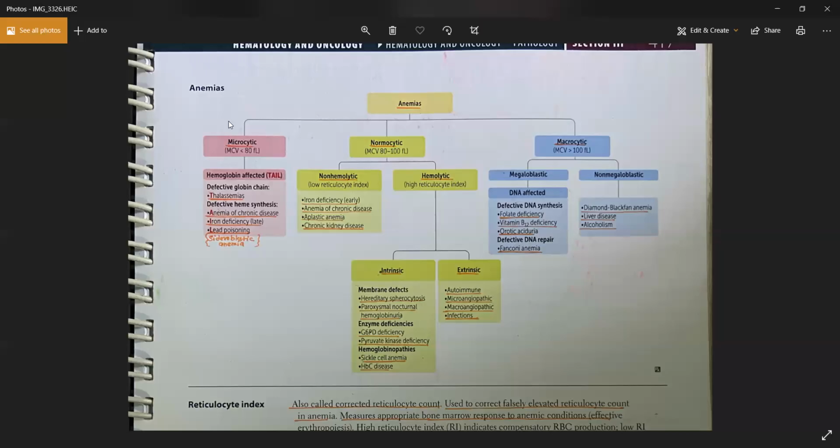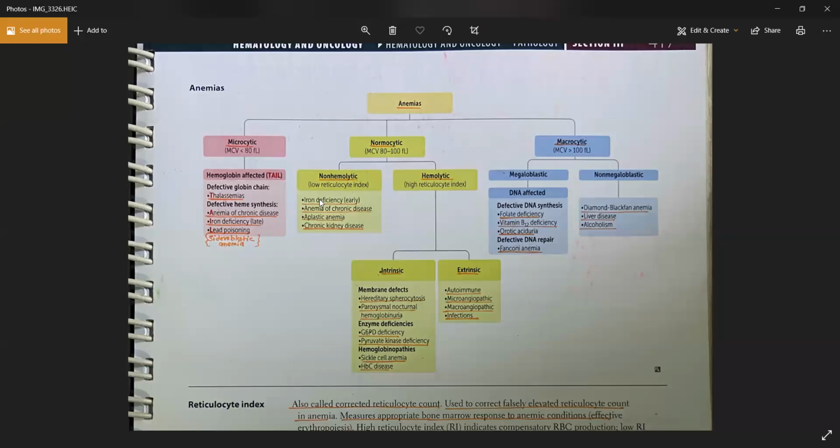Yes. Then comes a normocytic type, in which it is of two types, the non-hemolytic and the hemolytic. In non-hemolytic type, you will have a low reticulocyte index. In the hemolytic type, the bone marrow will respond and it will increase the reticulocytes, right? So you will have a high reticulocyte index in case of hemolytic type and a normal or a low reticulocyte index in case of non-hemolytic type. It includes the iron deficiency anemia.